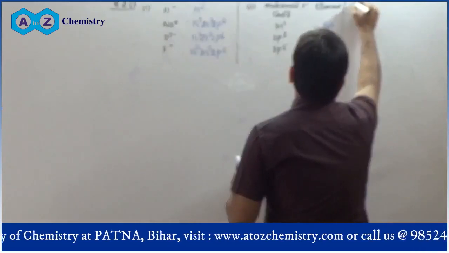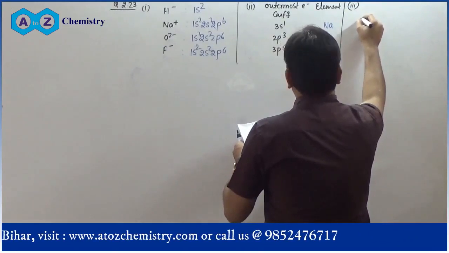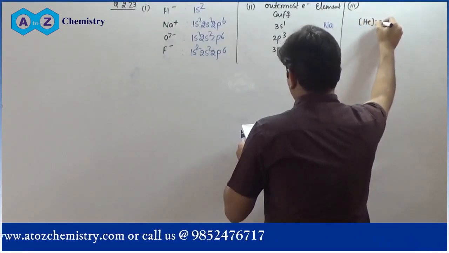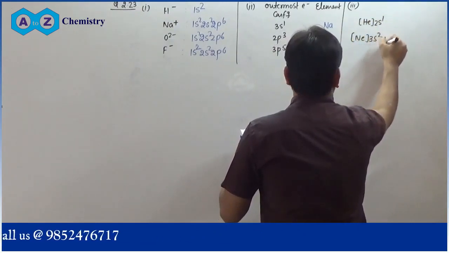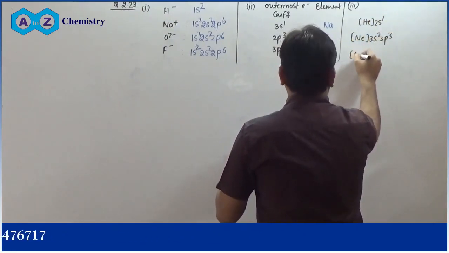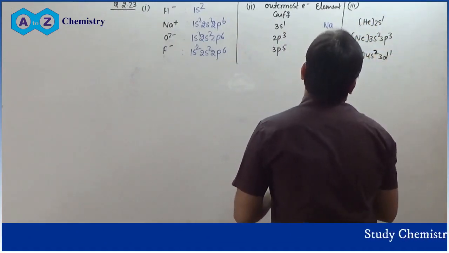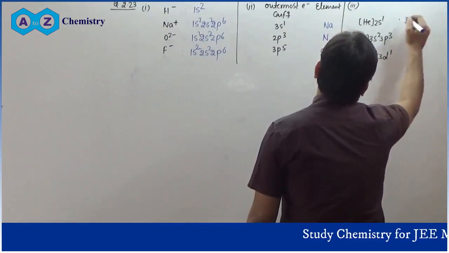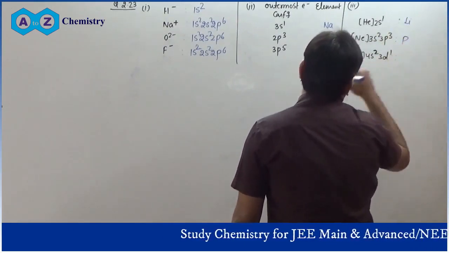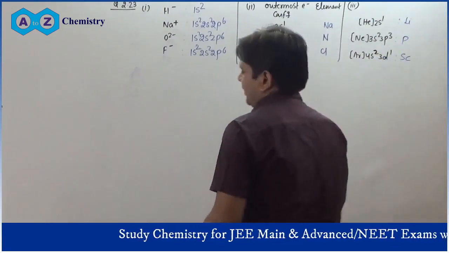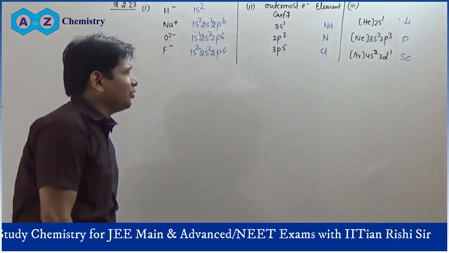Third part is, it has been given that outermost electronic configuration is helium 2s1, neon 3s2 3p3, and argon 4s2 3d1, and we have to indicate the atom represented by these electronic configurations. Here you will have lithium, here you will have phosphorus, and here you will have scandium. This is the first element of d block, scandium. You can easily write it because you easily know the electronic configuration.